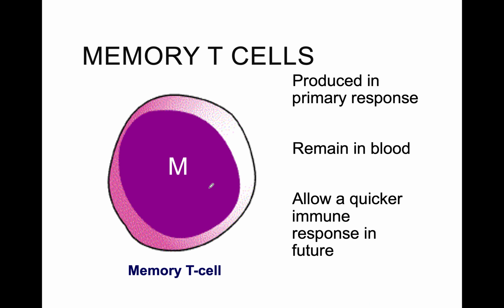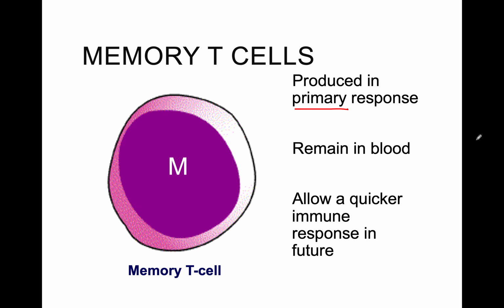Okay, so the second type of T cell is the memory T cell. It says in this first sentence, they're produced in the primary response. So primary response just means on first exposure to a new pathogen with new antigens, or antigens that haven't been recognised before, some of the cells that are produced by mitosis are memory cells, and then they remain in the blood and in the lymph.